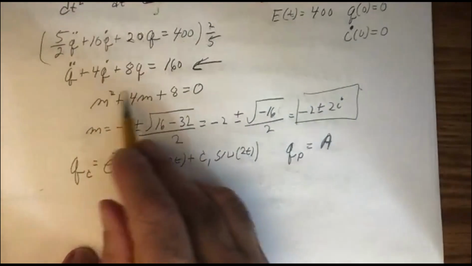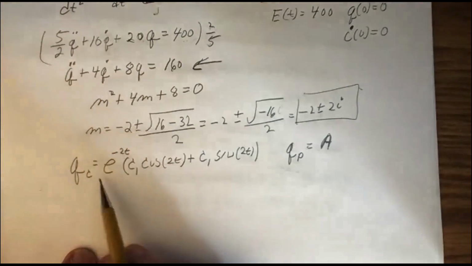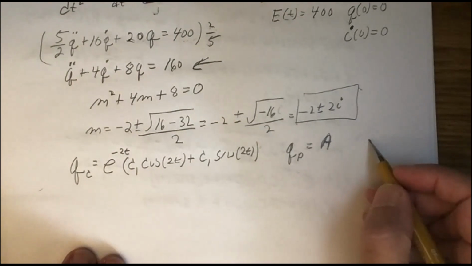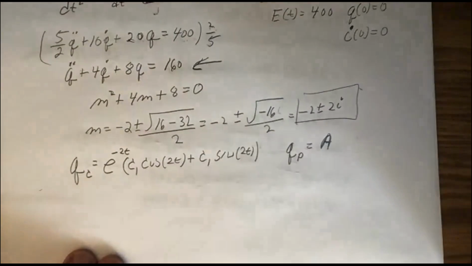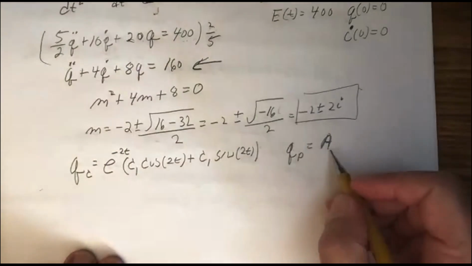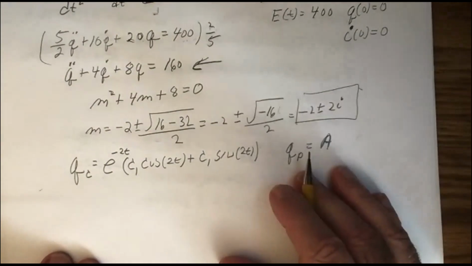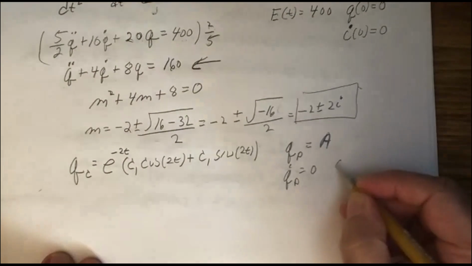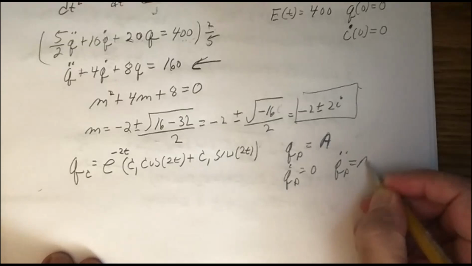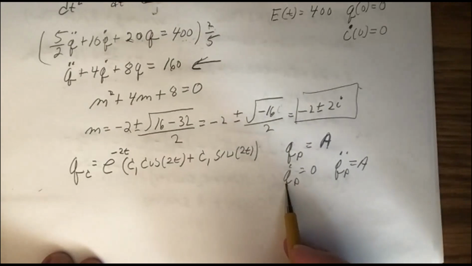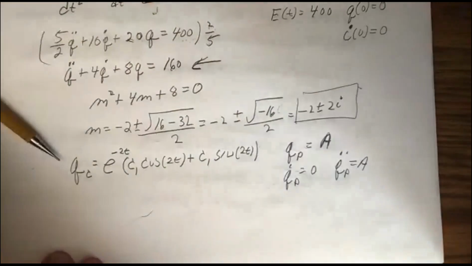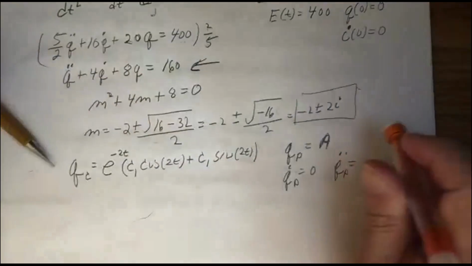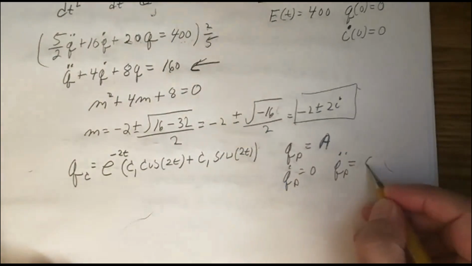I don't have any constant in the complementary solution. If I had a constant here, I would have to assume T times A, right? But I don't, so I can just assume a particular solution of A. So this is going to be pretty easy. Q dot is 0, and Q double dot is also 0.